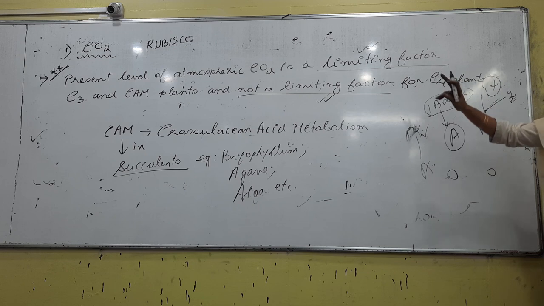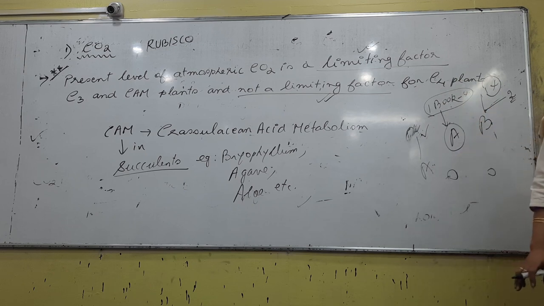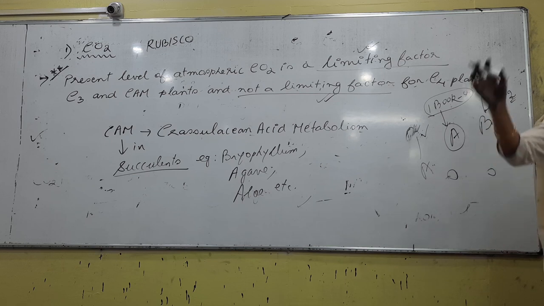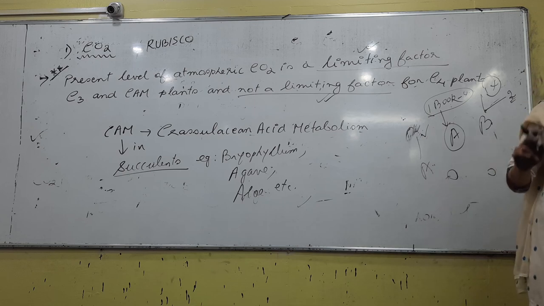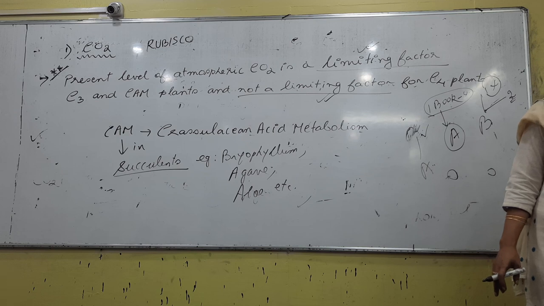So exactly the same explanation. If a plant takes in carbon dioxide from one source only, that is only the atmosphere, then we use the word limiting. If something happens to that atmospheric carbon dioxide, the process of photosynthesis gets hampered. So that is what is called a limiting factor.